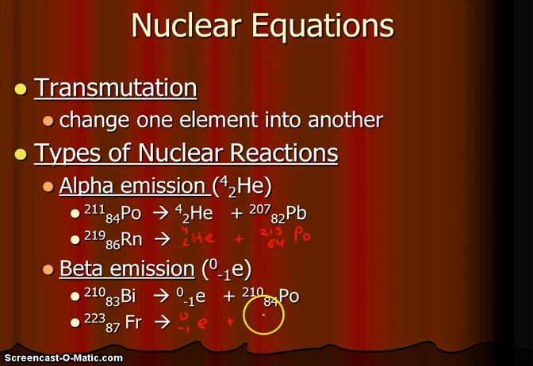Okay, so 0 plus 223 gives us 223. Minus 1 plus 88 will give us 87. And when we look up 88 on the periodic table, we're talking about the element radium.